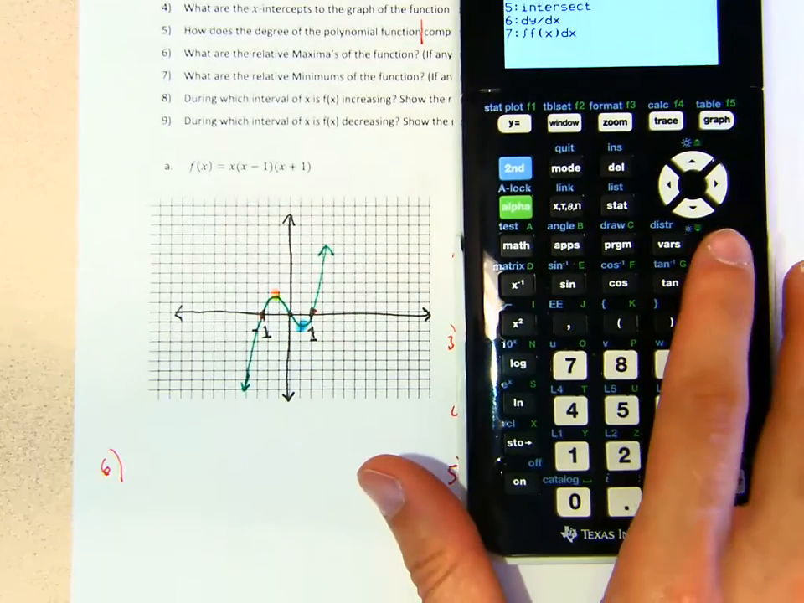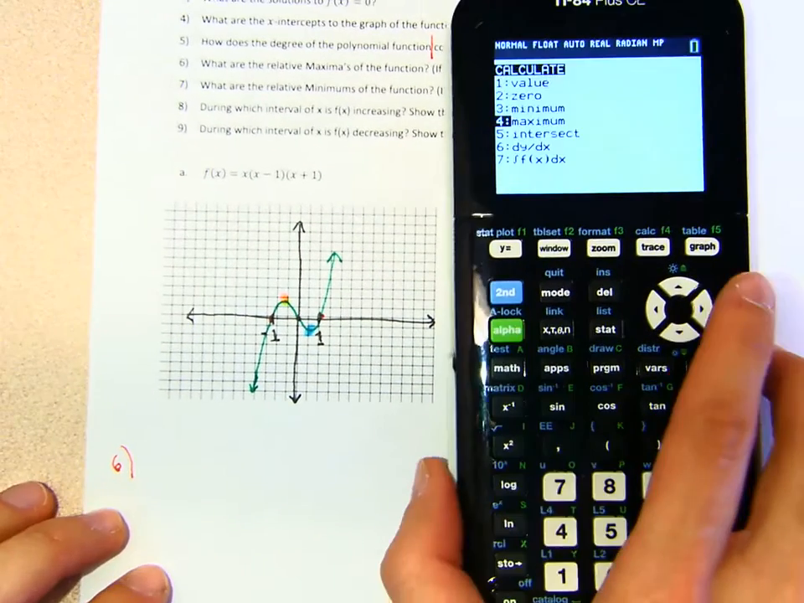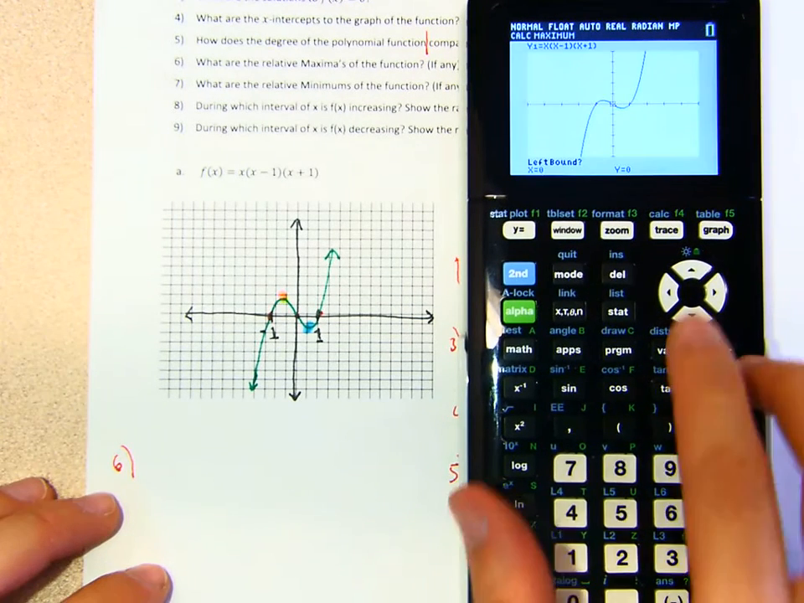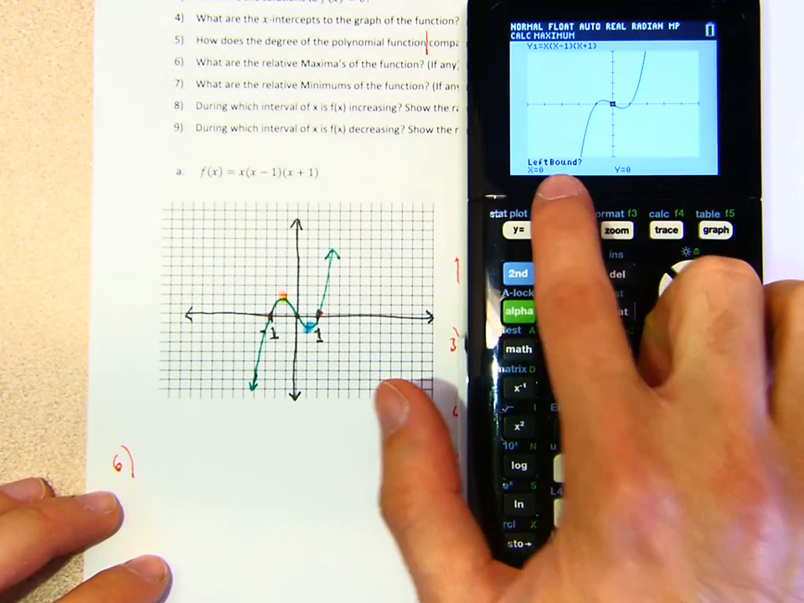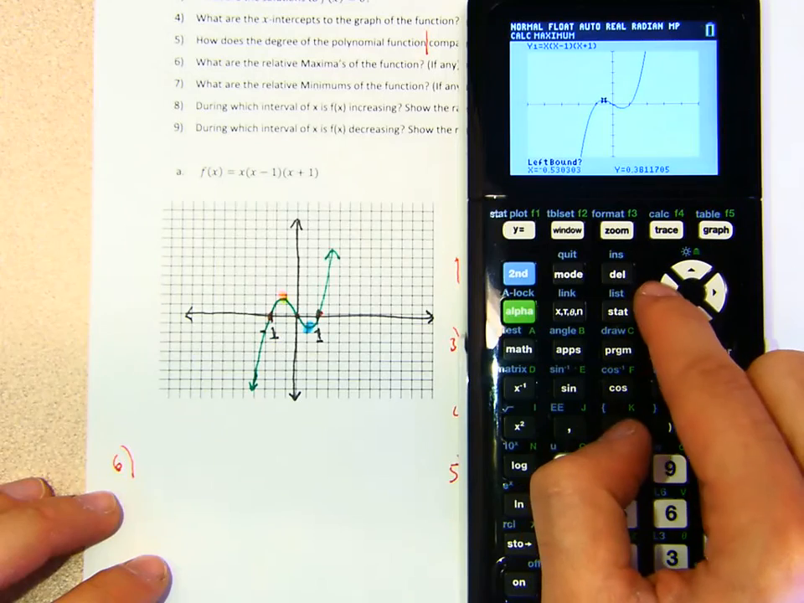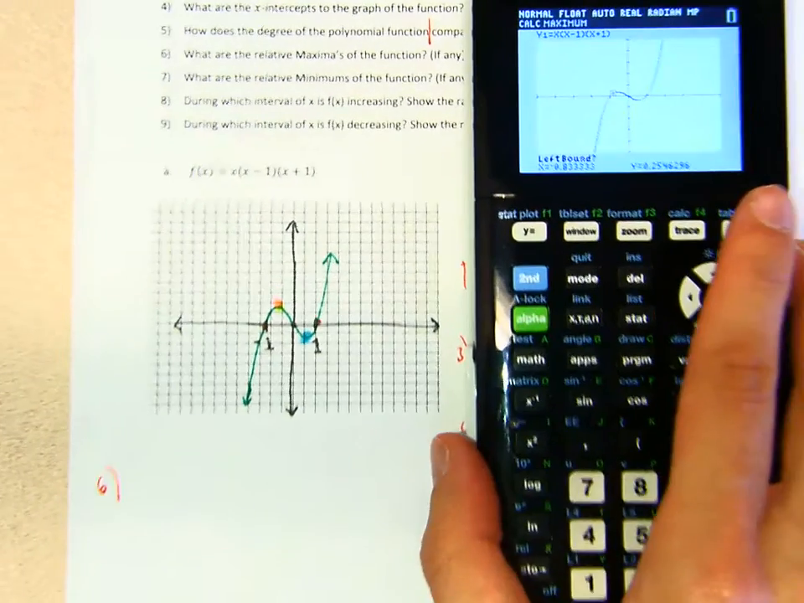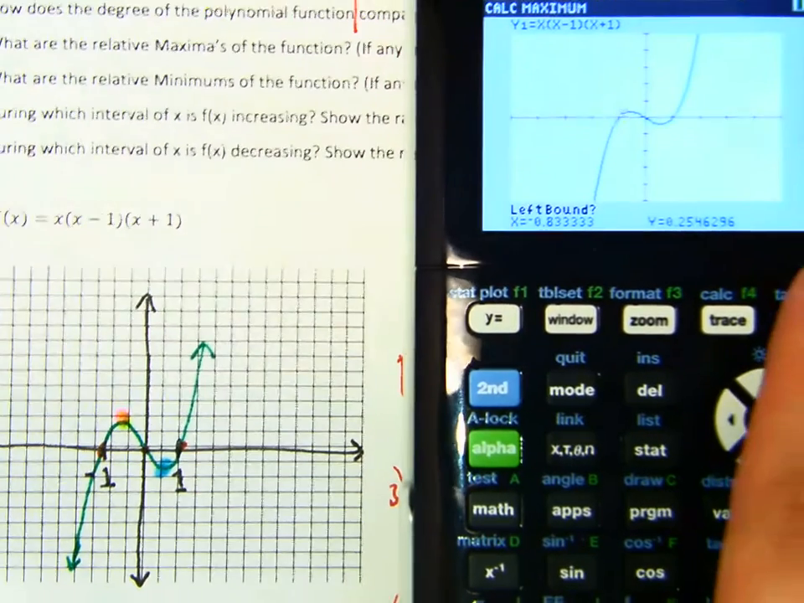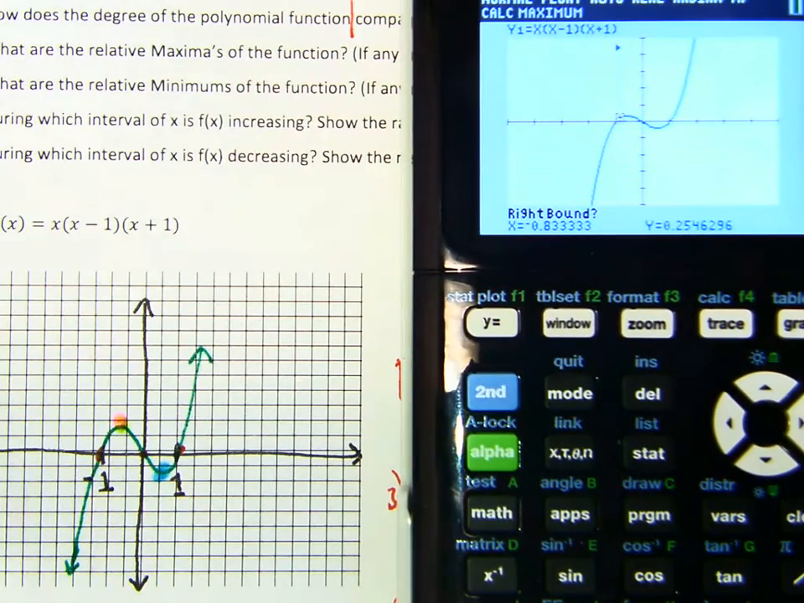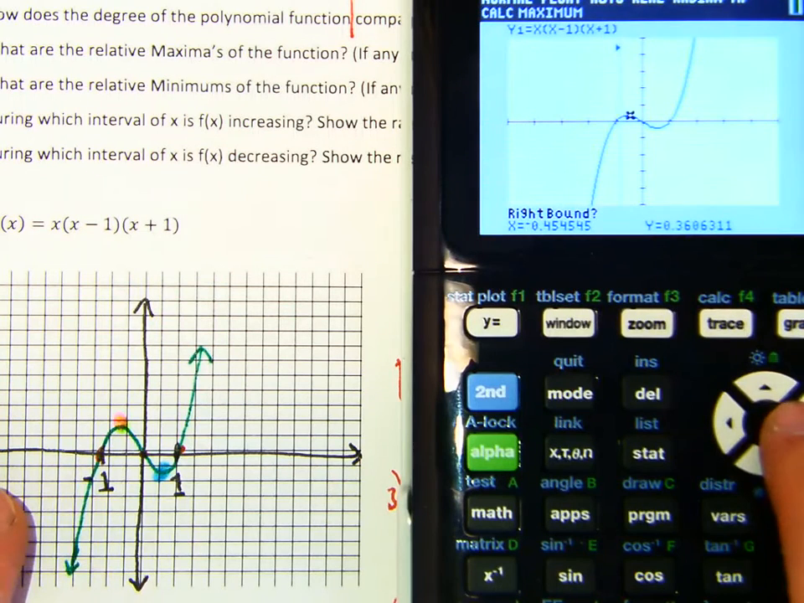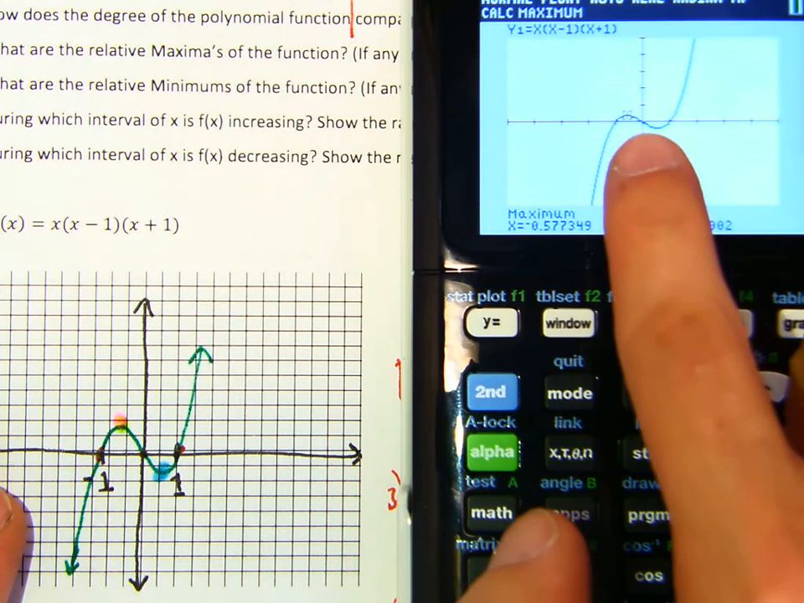Okay, camera angle is good. Now I'm going to hit enter, and notice that it says left bound. So here I'm going to go left, very close to that point over here, and hit enter. Now it says right bound, so I'm going to go a little bit to my right and hit enter again. Now it should say guess.